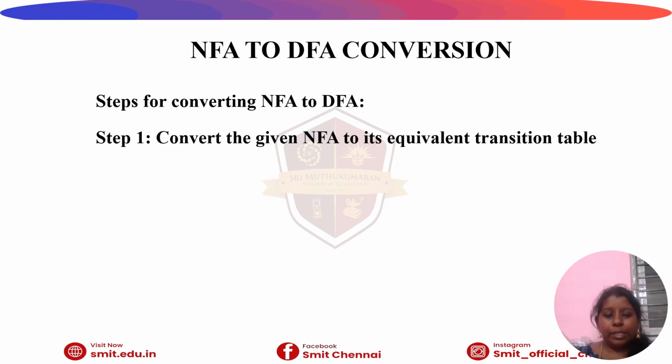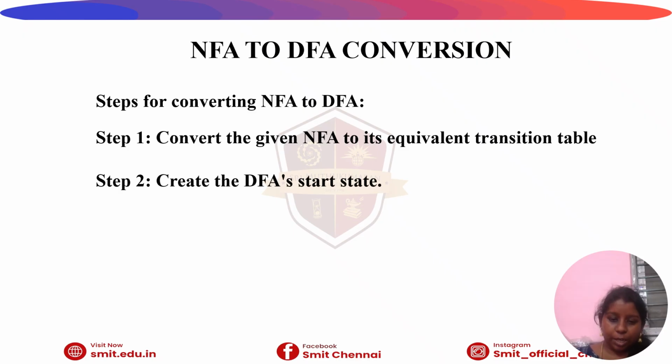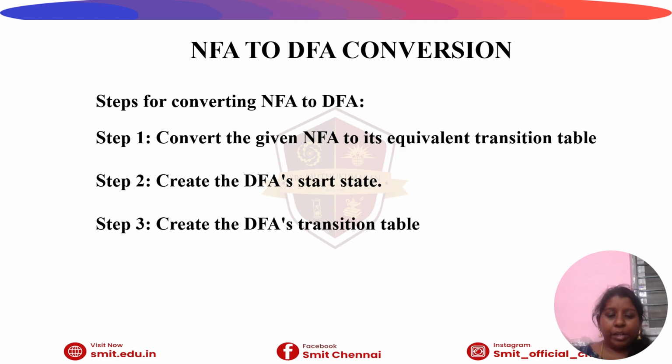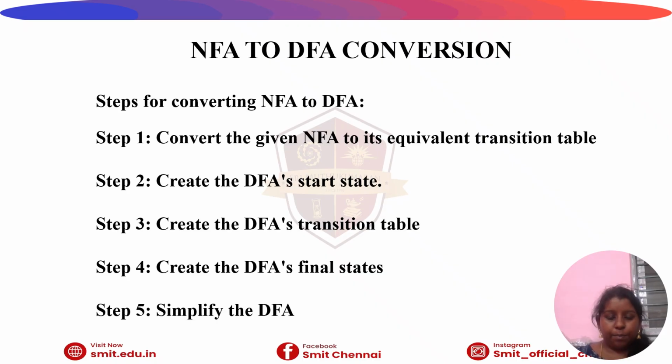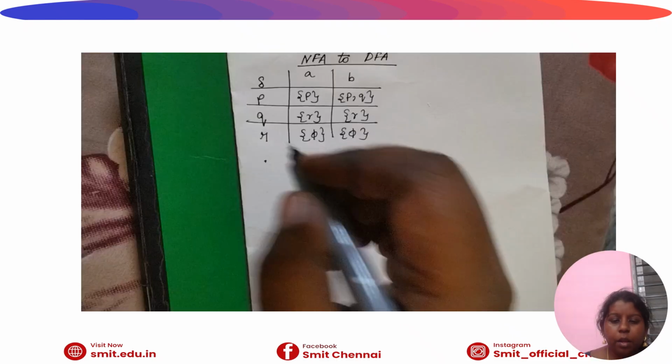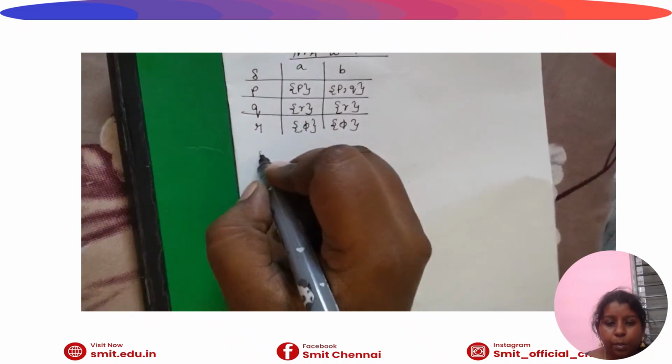Here, we'll take the diagram of the NFA, and for that, we'll draw the transition table. Then we'll create the DFA start states. Then we'll create the DFA transition table, and then we'll create the DFA's final states, and we'll simplify the DFA. Now we are going to see an example for NFA to DFA conversion.